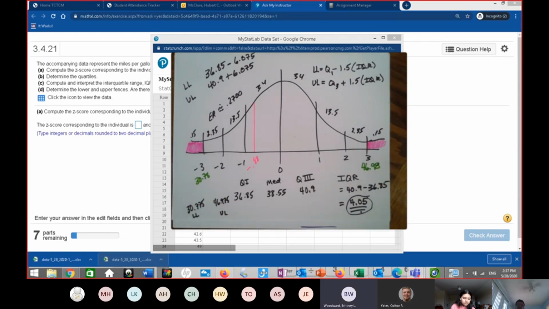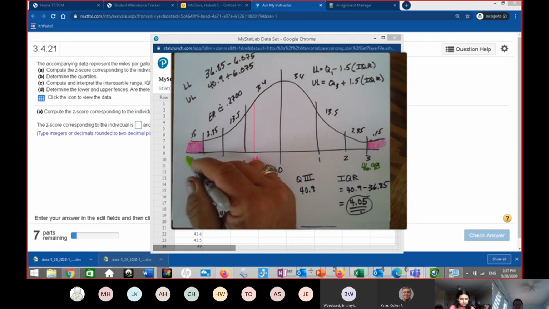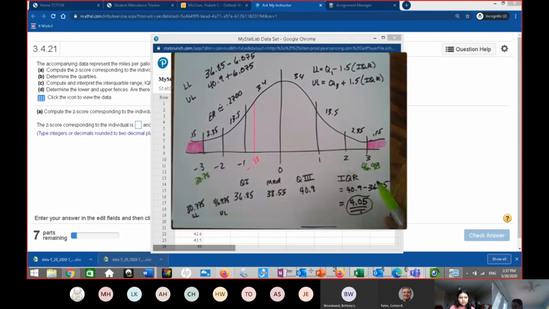Now, you could do this by the empirical rule. We just did it by z-scores and quartiles. So if I was 28 years old, I would be an outlier. If I'm 53 years old, I would be an outlier.